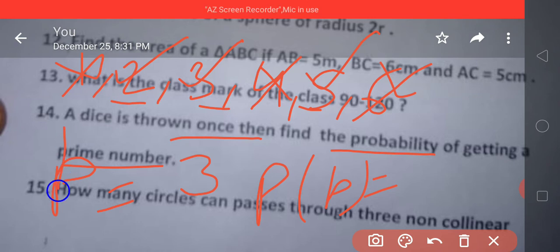So now what is the probability of a prime number? It is the number of favorable cases, that is 3, over the number of total cases, which is 6. So you can cut: 3 ones are 3, 3 twos are 6. So it is 1 by 2.